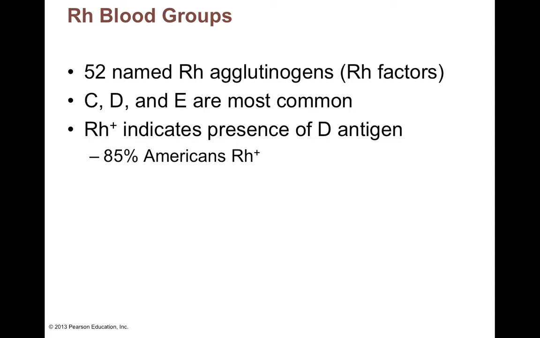So 85% of people that live in the U.S. have a blood type with Rh factor in it, right? So we say it's Rh positive, or rather it has the D antigen. So it's pretty abundant. But only 15% have a negative blood type, right?